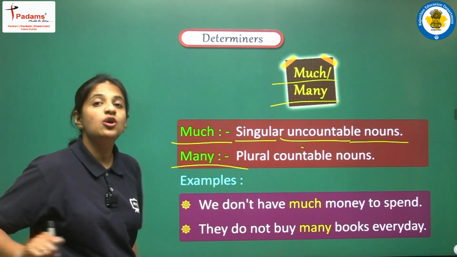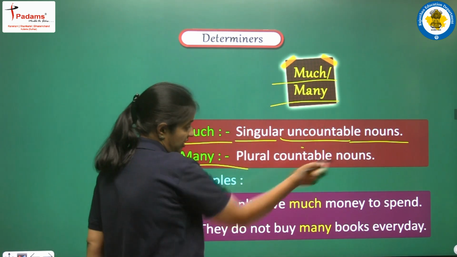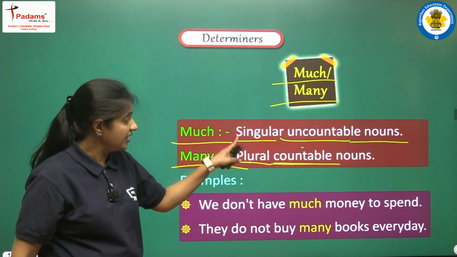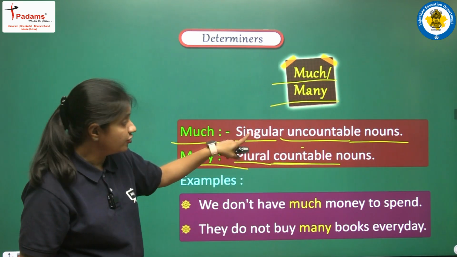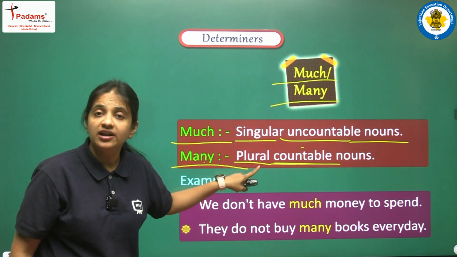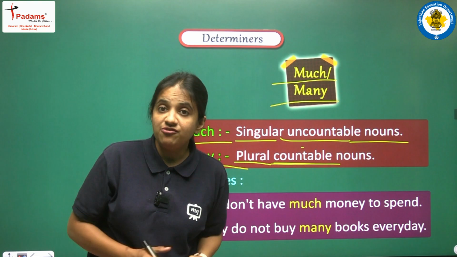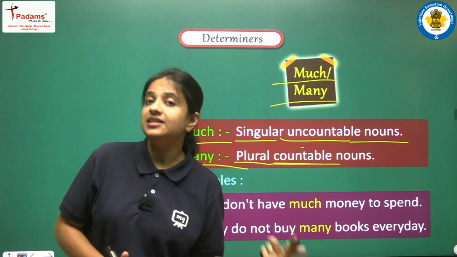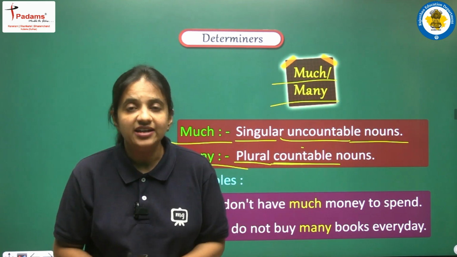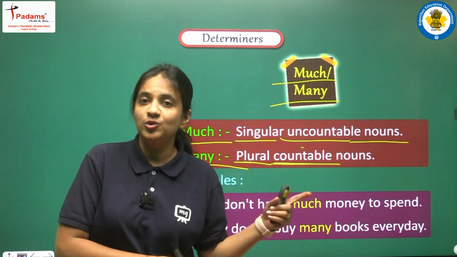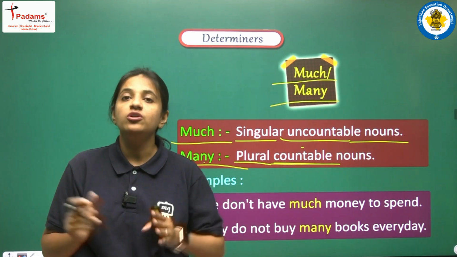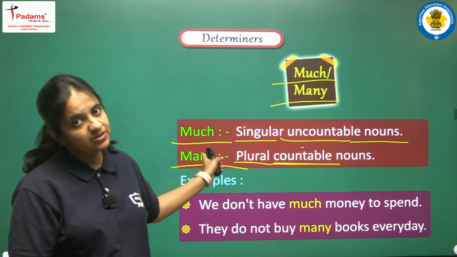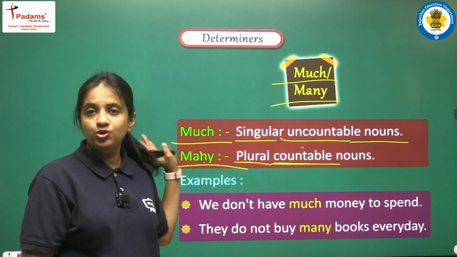So now let's talk about many. Many is used for nouns that are plural and countable. So here we can see a very clear difference. Much is used for singular nouns, many is used for plural nouns. I hope you all are able to identify whether a noun is singular or plural. Like we can say girl, it's a singular noun, girls, it's a plural noun. Student is a singular noun, students is a plural noun, doctor is a singular noun, doctors is a plural noun. Clear? So if we are having a singular noun, just use much. If we are having a plural noun, we have to use many.